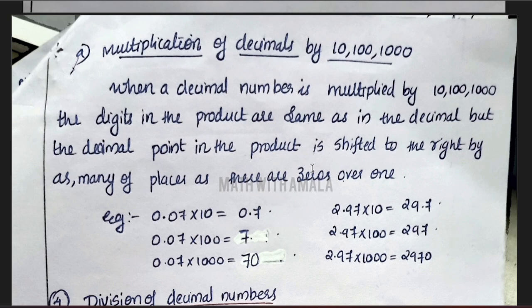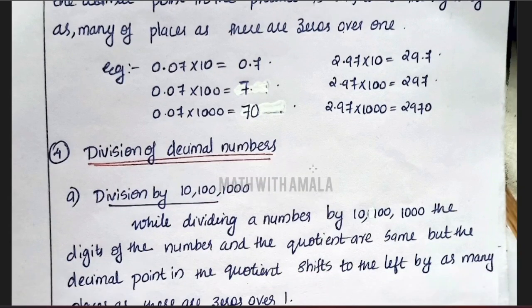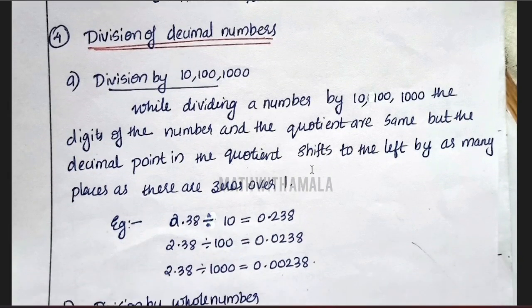7 into 1, that is 7. But you have to decide at which place you have to put the decimal point. It can be decided like this: the decimal point in the product will be shifted towards the right by as many places as there are zeros over 1. So you have to count how many zeros are there after 1. If there is only 1 zero, you can move only one place towards the right. If there are 2 zeros like 100, you can move 2 places towards the right. Okay, you can look at the examples also.